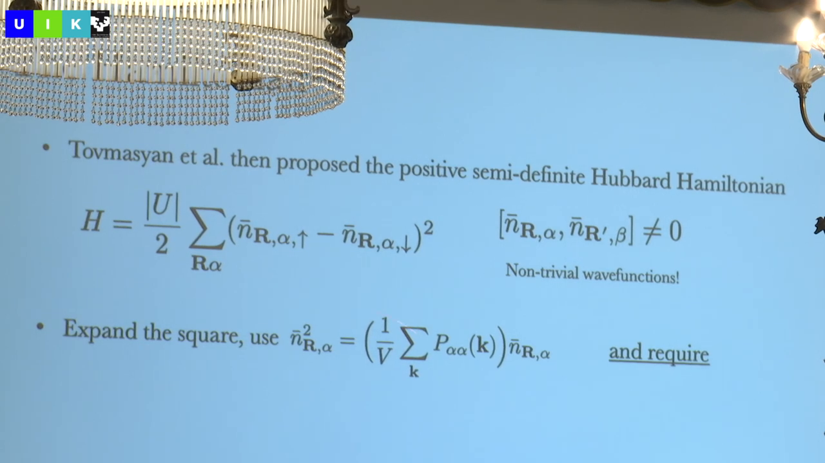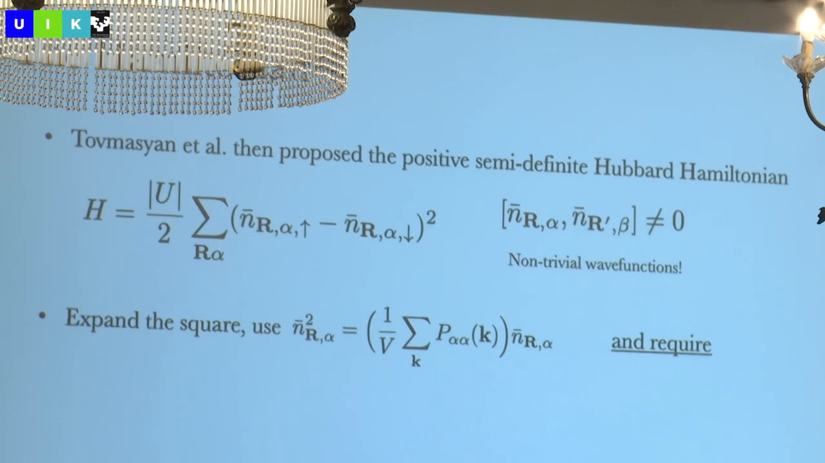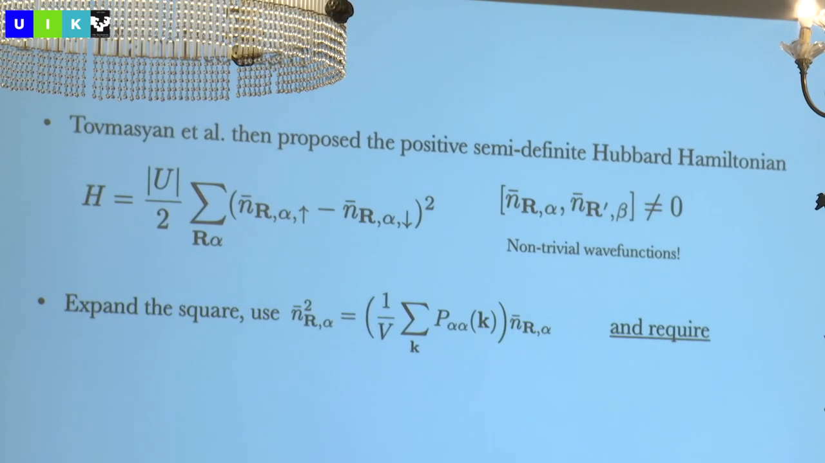Now, if you expand this Hamiltonian, you can use the following property of n squared. Normally, if I didn't have the projection, the number n squared is just equal to n, 0 or 1. But because I have the projection, this bar is a projection into the band, you get a projection operator here, times the n of r. It's not just n squared, it's not just 0 and 1.